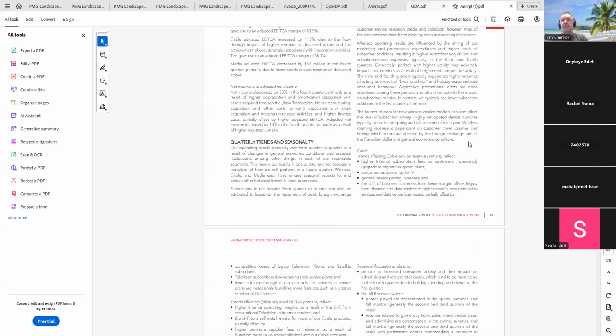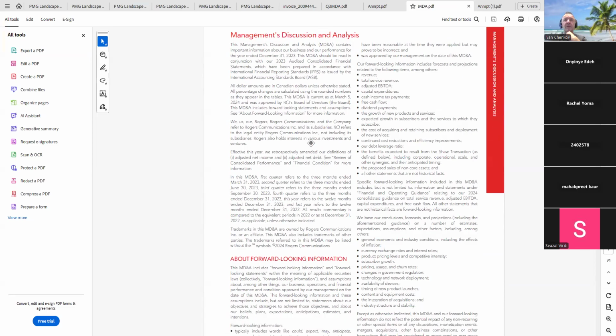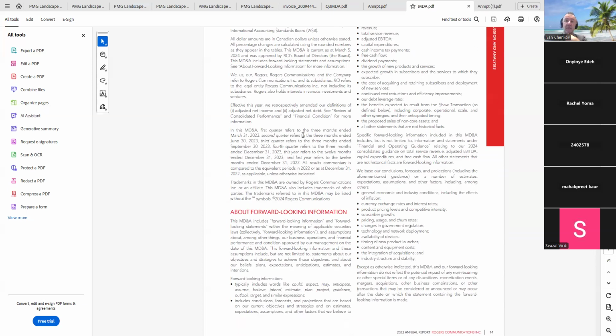Now, the next thing that I wanted to show you is the management discussion and analysis. Let me see if you can see it. I believe. Can you see the management? Yes, you can see the management discussion and analysis. That's the second discussion and analysis. That's the next report, which is kind of important.